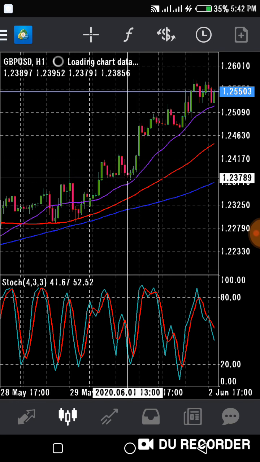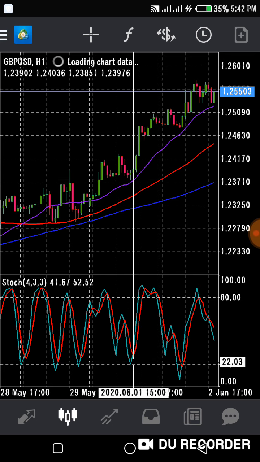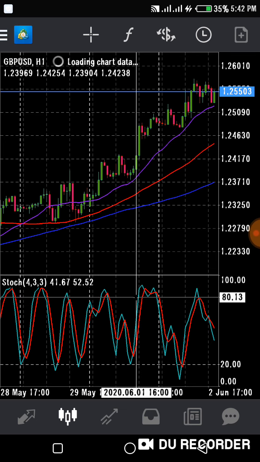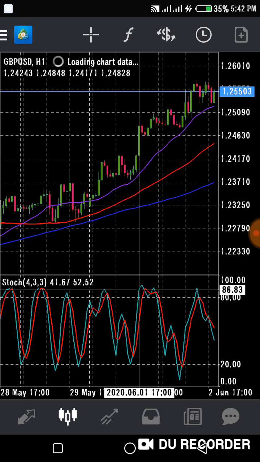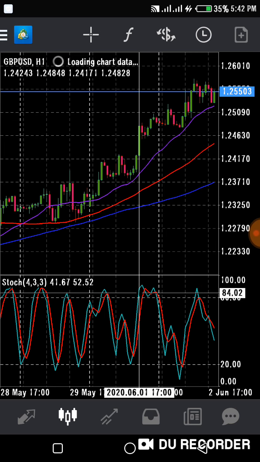By 12, you see it, you enter, and note that when I enter a trade like this, I hold it for a maximum of 3 hours and I'm out. 2-3 hours and I'm out. Just check the momentum when you want to enter a trade. Once the momentum has gotten to the 80.00 point, close the trade, because it might reverse, it might continue.